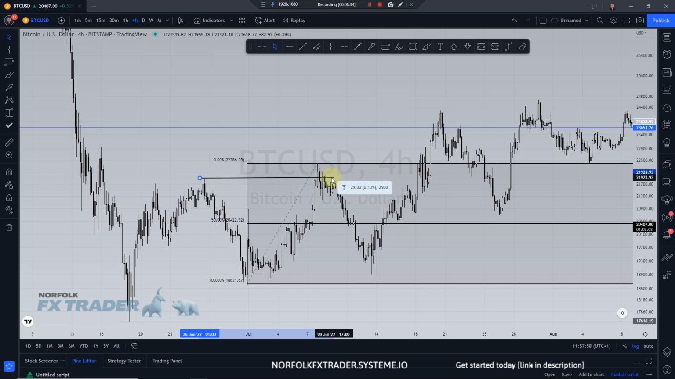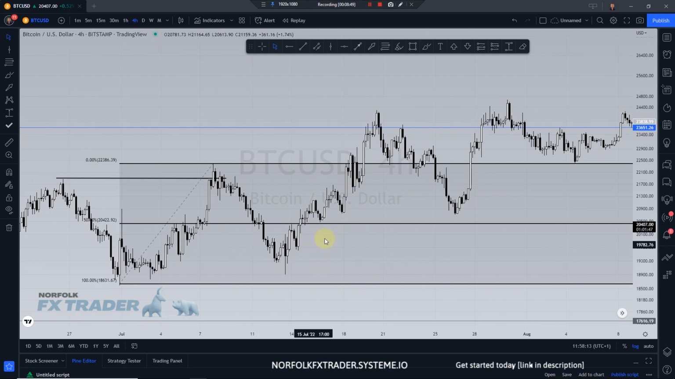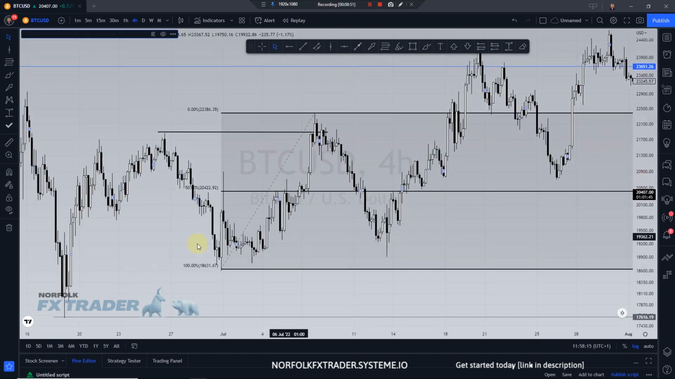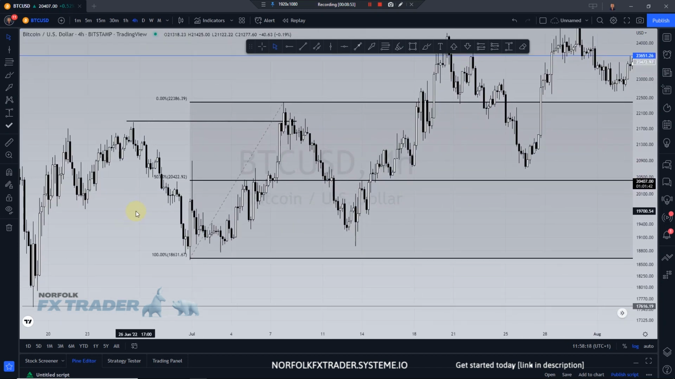Price then comes back to our premium area. We're looking for price to come back below that EQ level. This is our discount area now. This is our premium area. Price pulls into here. We're looking for that trade. So what we're looking for at that area is that area of imbalance or that area of demand.